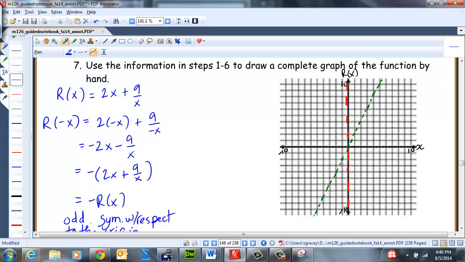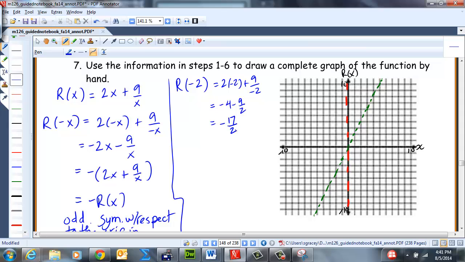Okay, so that'll help us. We just need to find a few ordered pairs. So let's find out what is r at, how about negative 2? So that would be 2 times negative 2 plus 9 over negative 2. So negative 4 minus 9 halves, which is negative 17 halves, or negative 8.5.